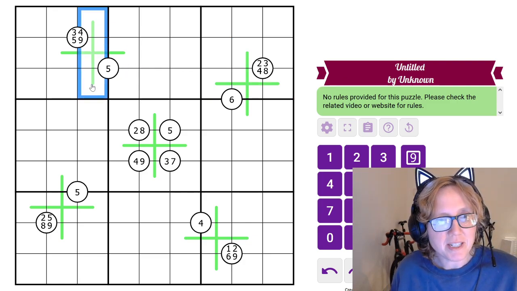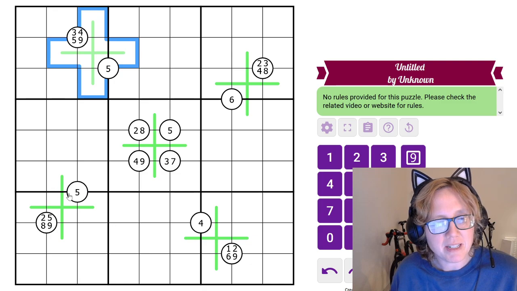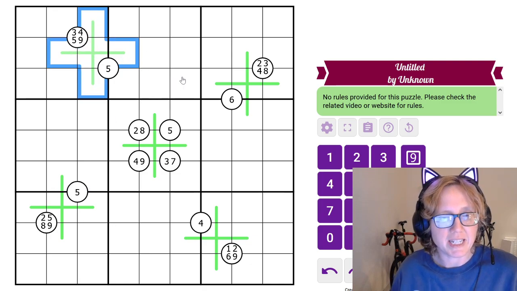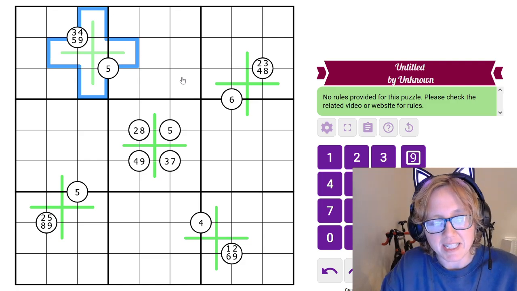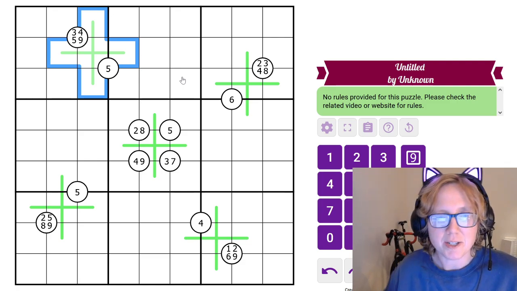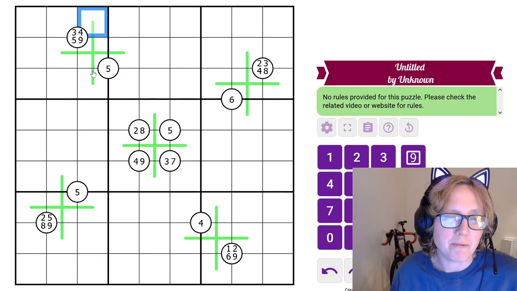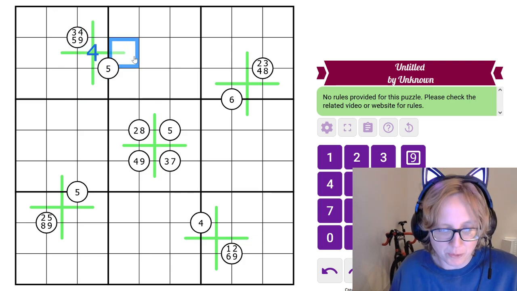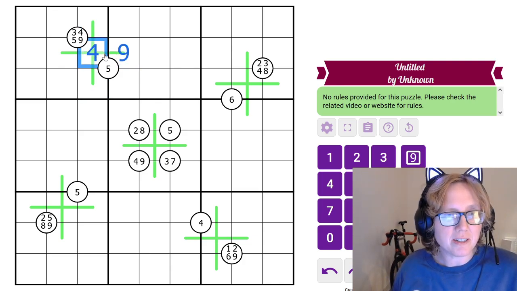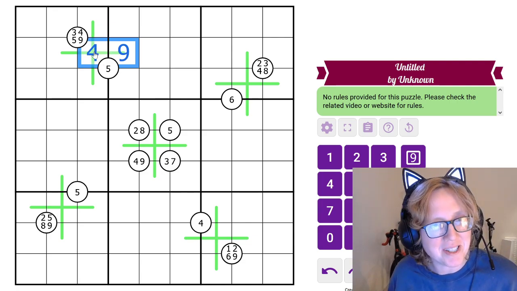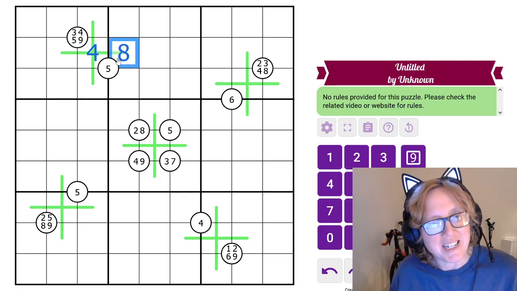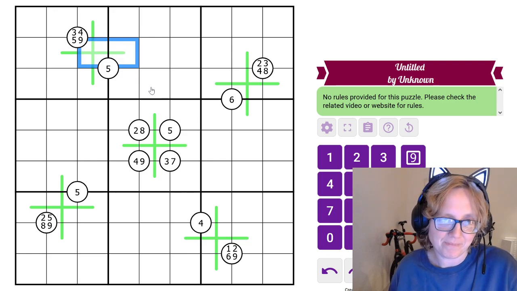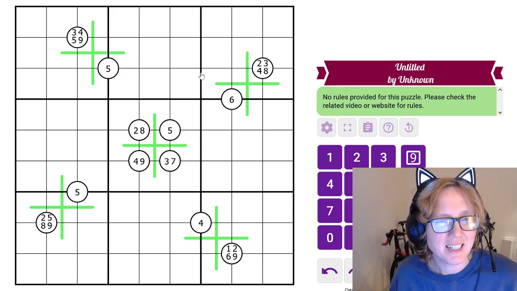German whispers are the green lines, and what that means is that 2 digits that are adjacent to each other along a green line have to have a difference of at least 5. So for example, along a green line, we could place 4 and 9 next to each other, if that didn't break a bunch of other rules, but we could not place 4 and 8 next to each other because their difference is only 4. So let's get started.